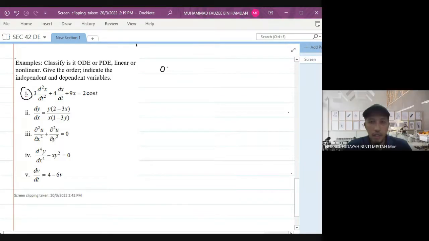ODE. Okay. First one is an ODE, because we use the symbol d, not a del. Is it linear or non-linear?